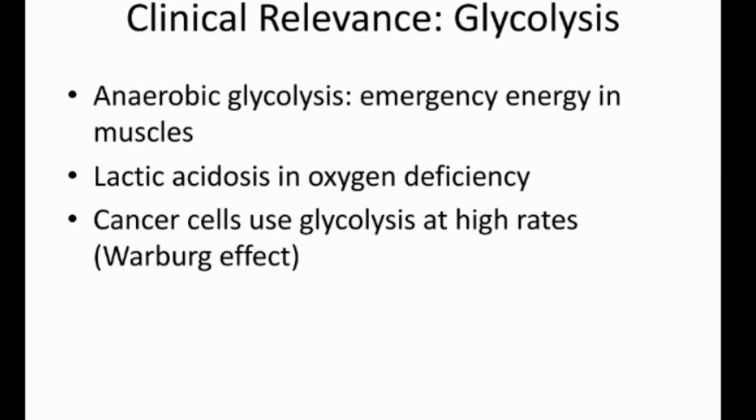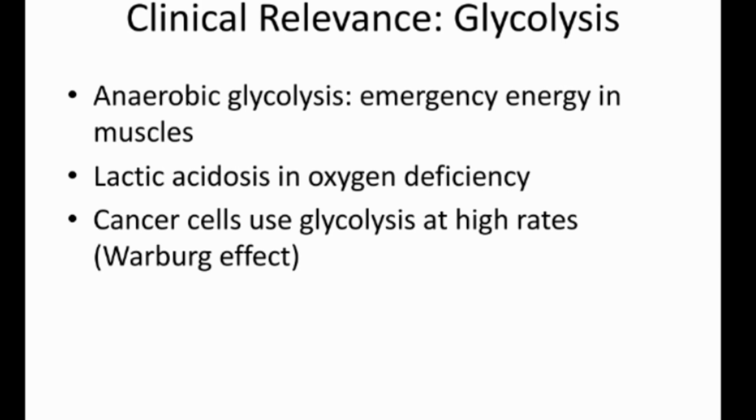These are some clinical relevances of glycolysis. Anaerobic glycolysis means that when we are not getting enough glucose from food, or we are not eating enough food, we get energy from the glycogen stored in the muscle. This glycogen is converted to lactic acid, and this lactic acid is then converted to glucose, which will provide us energy. Lactic acidosis in oxygen deficiency: in the case there is no oxygen or less oxygen in the environment, we will get energy by lactic acidosis.